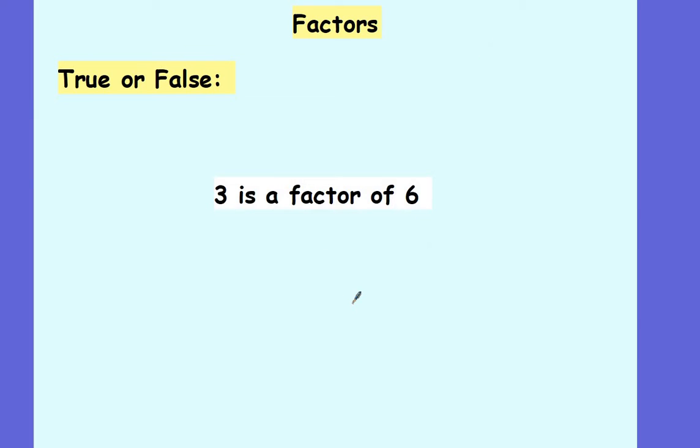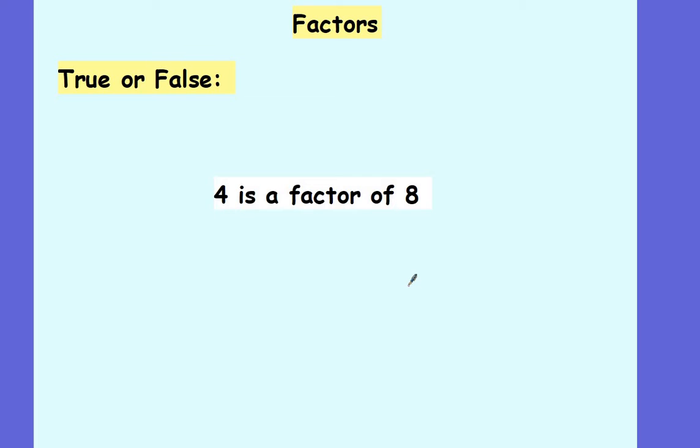3 is a factor of 6, true or false? Also true, because I can multiply 3 by 2 to get 6. I can multiply that first number by a whole number and get 6, so that one's true. True or false? 4 is a factor of 6. That one's false, because 4 times 1 would give me 4, 4 times 2 would give me 8. I can't multiply 4 by a whole number and get 6.